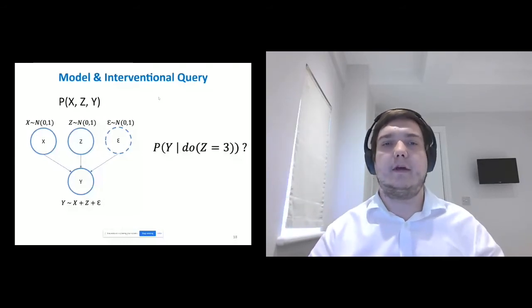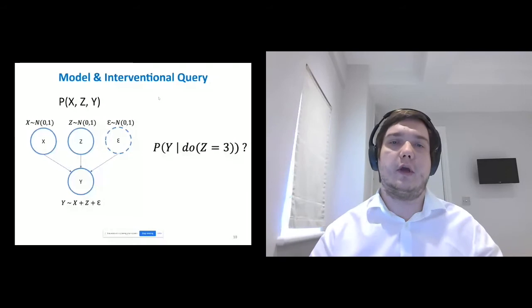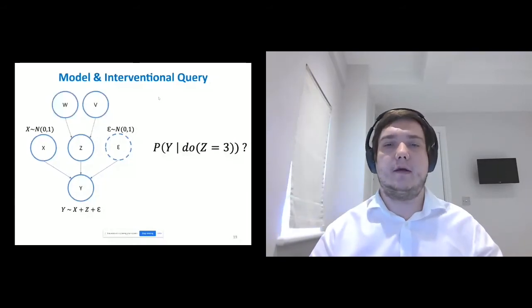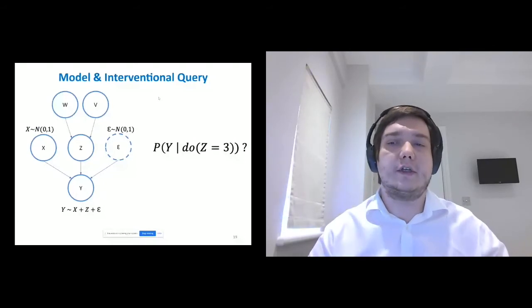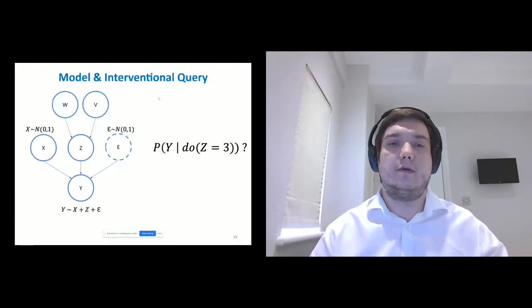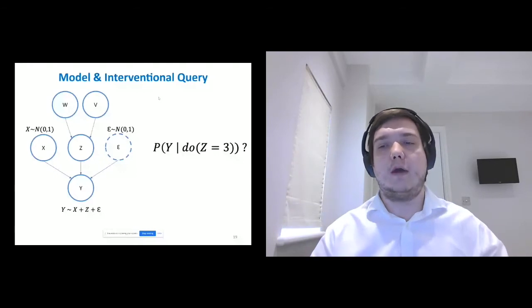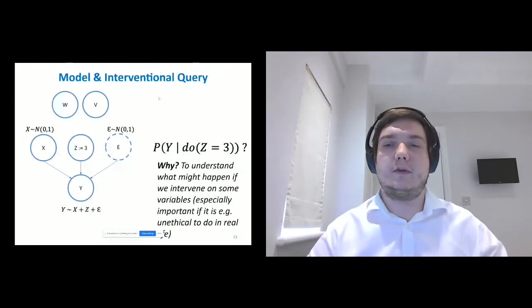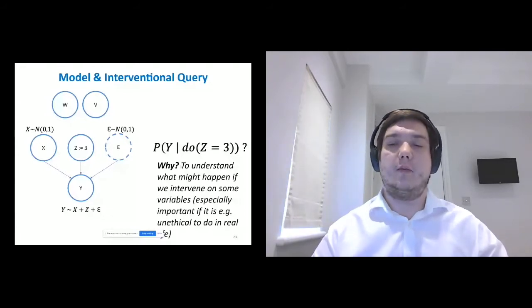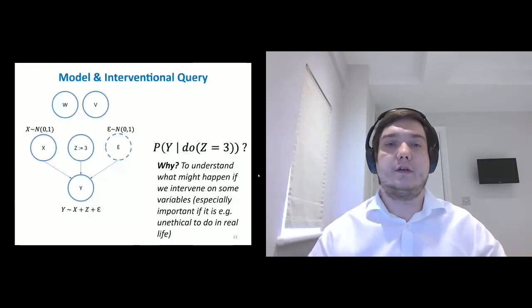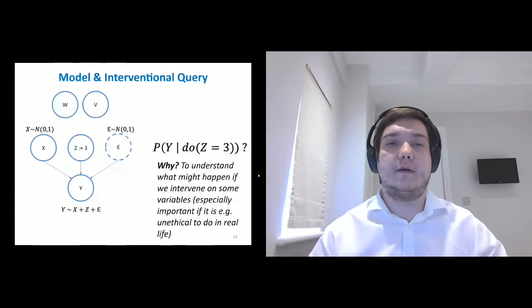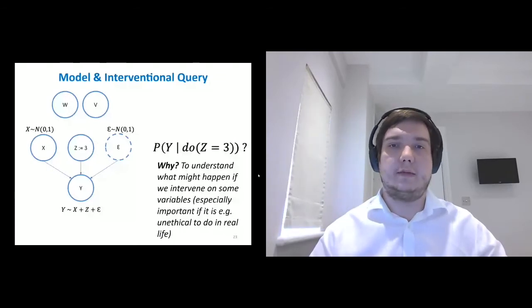So let's say we have a bit more sophisticated model, w and v, and we modify the model, we remove connections between w and v, and we just set z to 3. So that's how we do interventional queries. And why we would like to do it, for example, is to understand what might happen if we intervene on some of the variables. It's especially important if, for example, it's unethical to do such an intervention in the real world. Again, I assume we have the model and we can intervene in this model.